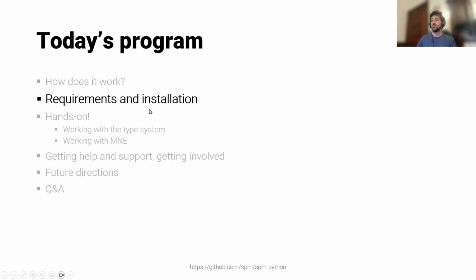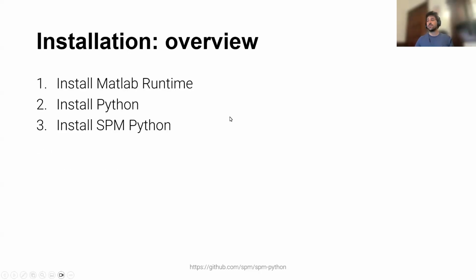So I'll just explain very quickly what the requirements for SPM Python are and how to install it. There are three steps. The first one is to install the MATLAB runtime. It's a little program packaged and distributed by MATLAB that allows you to run packages like SPM Python that are constructed around MATLAB, but without having a MATLAB license, which makes it accessible even if you don't have one. Then you need to install Python, obviously, and then you install SPM Python.